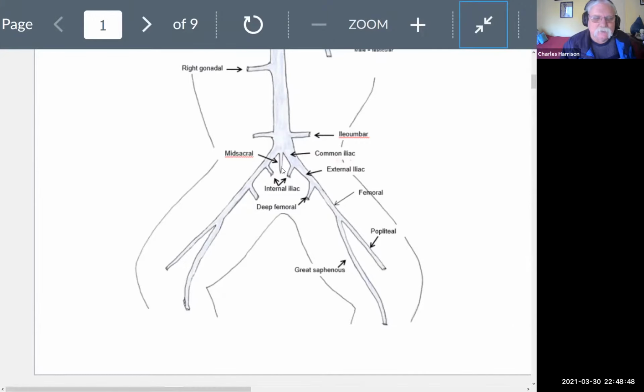Okay. Do humans have a mid-sacral? Yes, we do. Okay. Do humans have tails? Once in a while, somebody is born with a tail, and you can bet the doctor will snip that thing off before there's a lawsuit.